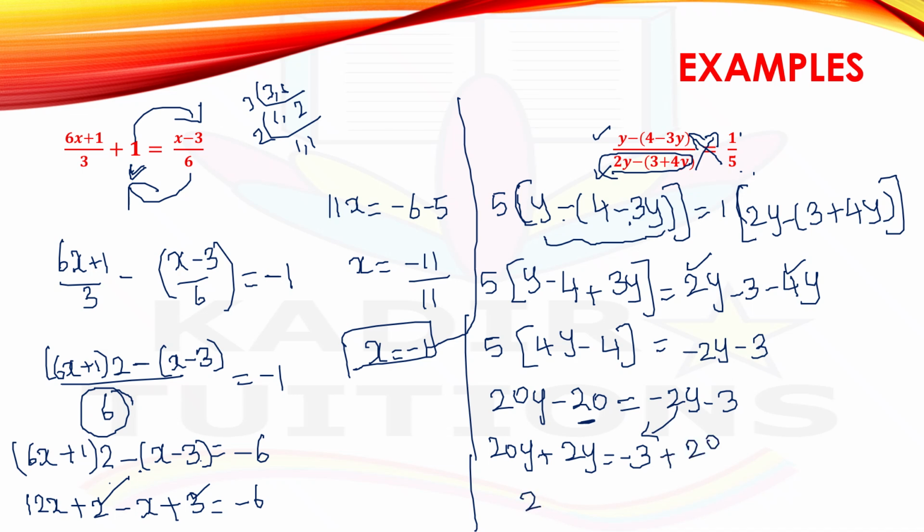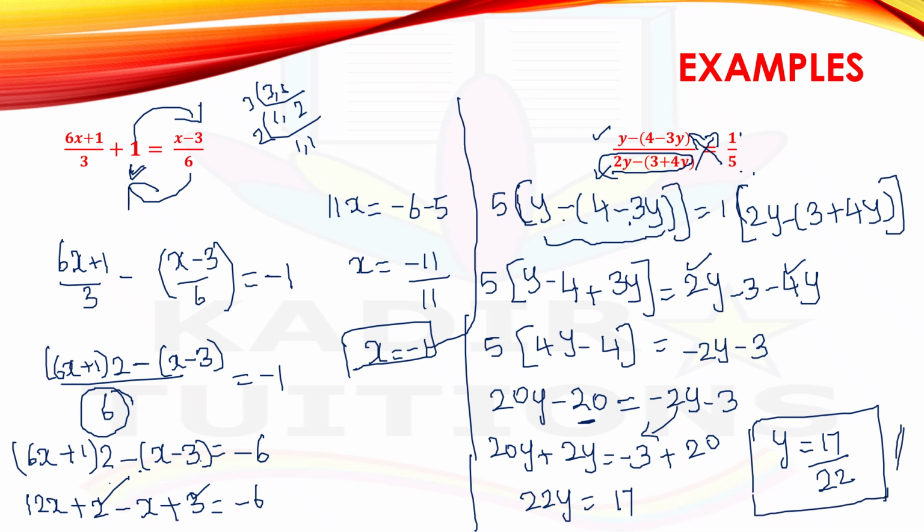Yes, now here the answer is 22y. The 20y plus 2y is going to be 22y. Minus 3 plus 20 is going to be 17. So what will be our answer? It's 17 by 22. And check, is there any common factor exists between these two numbers? No, there is no common factor. So this is the answer. If there is a common factor, we need to cut the common factor.